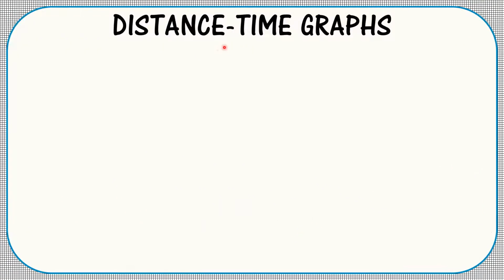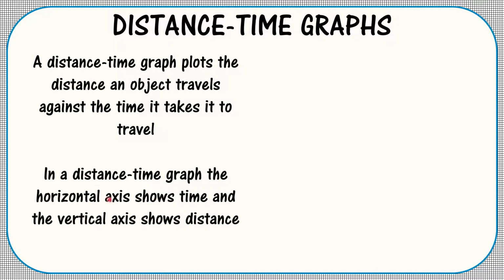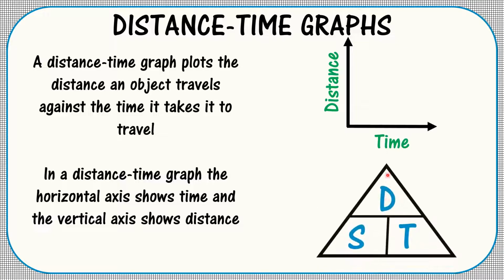For distance time graphs, a distance time graph plots the distance an object travels against the time it takes to travel. In a distance time graph, the horizontal axis shows time and the vertical axis shows distance. Also, you need to know how to use the distance, speed, time triangle.